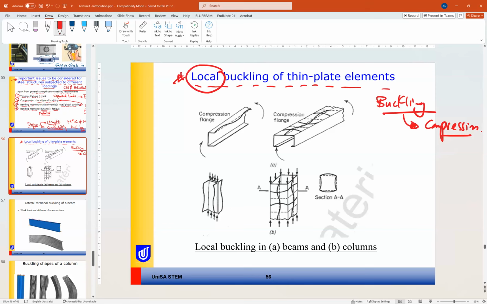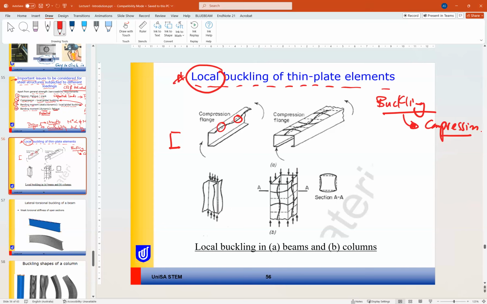We have local buckling. So for example here, the original shape of the structure is still the same. If the member is still keeping its original shape, then this is not a global buckling, but a local buckling. So in this spot and this spot, the compression flange buckled. So this is considered a local buckling.